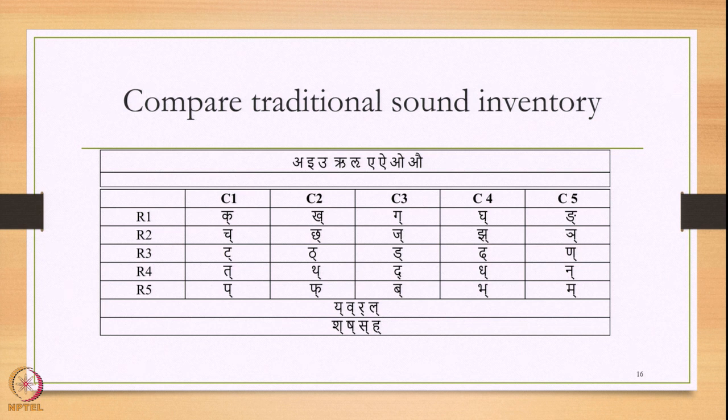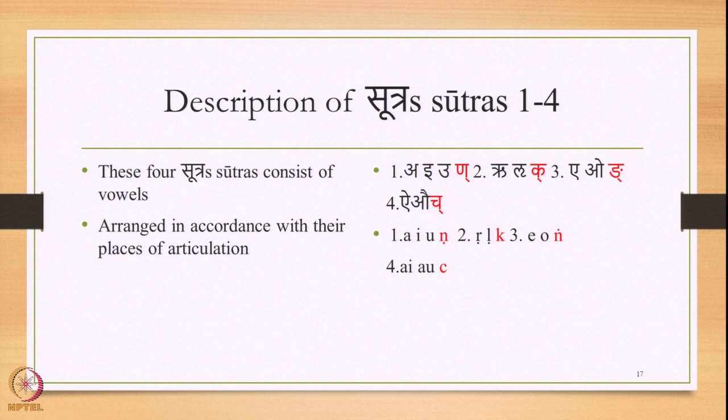Next we have 4 consonants, y, v, r and l. These are called semi vowels. And finally we have sh, sh, s and h. These are called the fricatives or the sibilants. Now, this is what a traditional inventory of sounds looks like. And if we take a closer look at the 14 sutras, we see that these are rearranged in a particular, peculiar fashion.